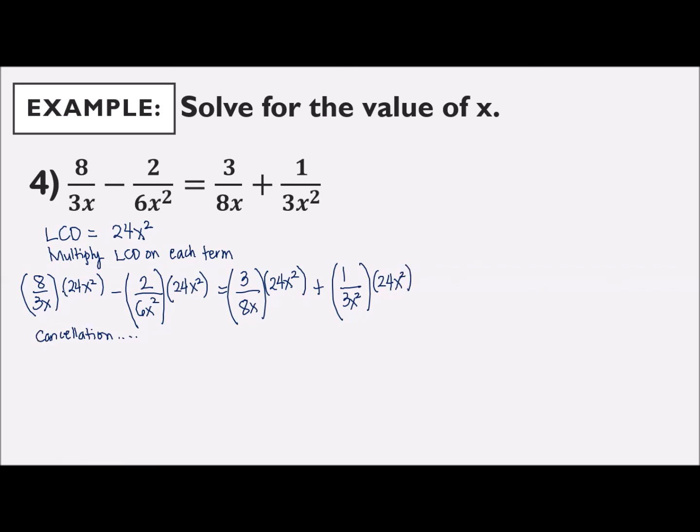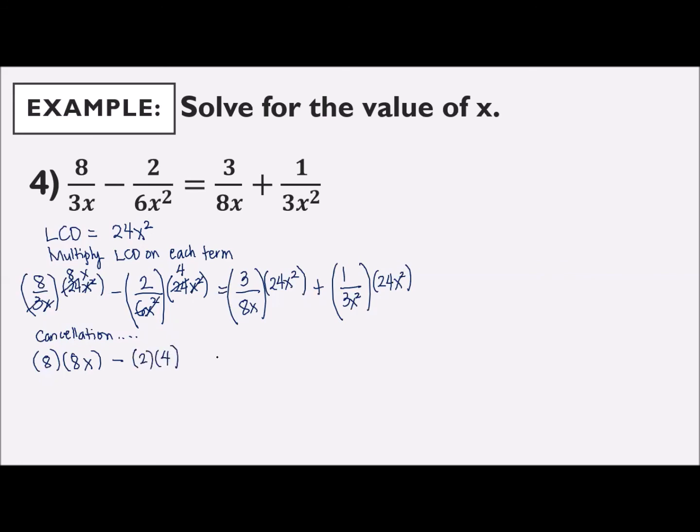Pag nag-divide ka, 24 divided by 3 is 8. Then, x squared divided by x is x. So, ang matitira, 8 times 8x. Minus, ganun din dito, 24 divided by 6 is 4. Then, cancel na yung x squared. So, ang matitira, 2 times 4.